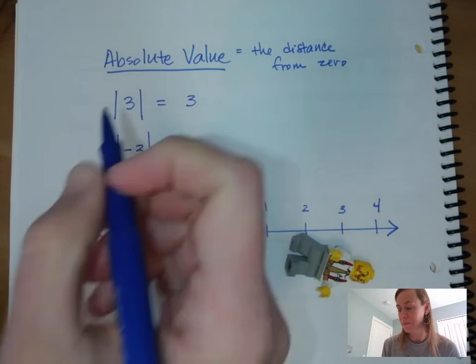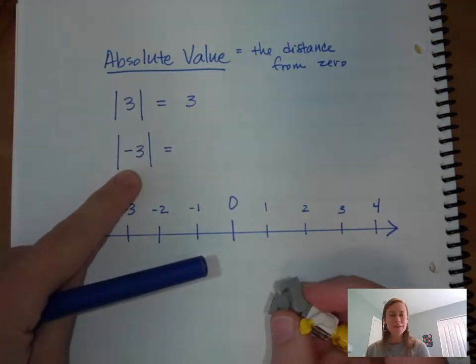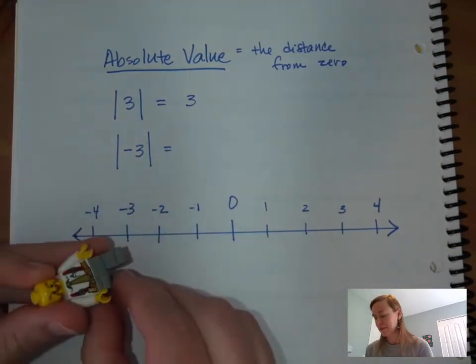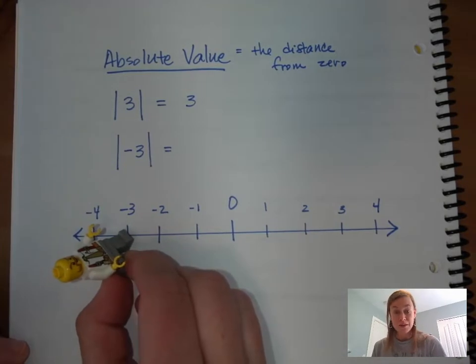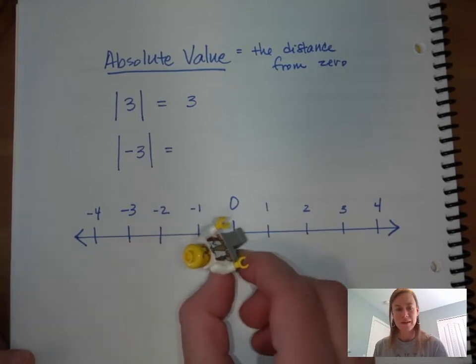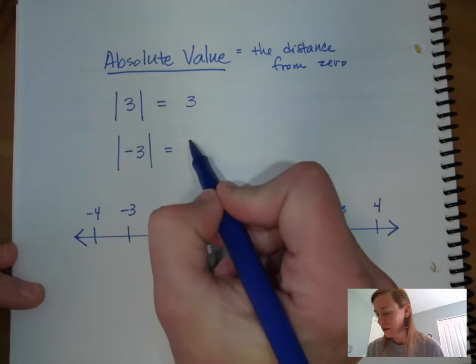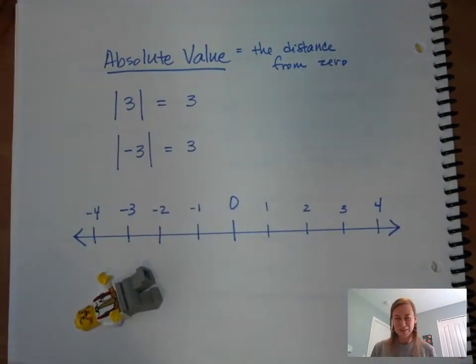Let's write that down. Okay, now we have something different here. This time it's the absolute value of -3. So let's let our little Lego guy help us out with that too. Okay, we're going to put him at -3 and we're going to walk into 0 again. Let's see how far it is. Boop, 2, 3. Okay, again, it was only 3 spaces. So the absolute value of -3 is also 3.